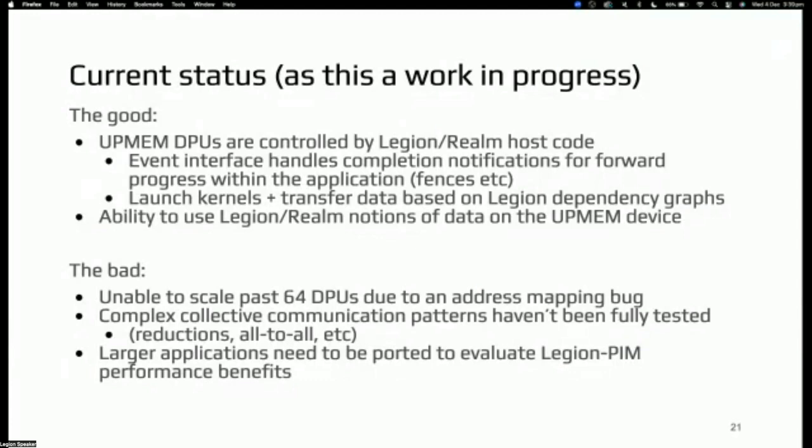These are physically addressed devices, starting from 0 going to 64 megabytes, and then there are multiple of them, hundreds of them. So there's something wrong there. I also haven't really tested any complex collective communication patterns, and I also need to test some larger applications.